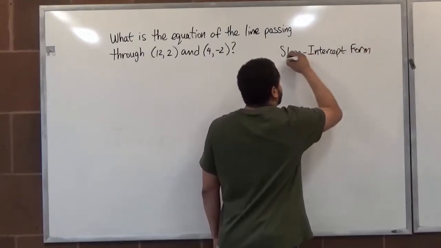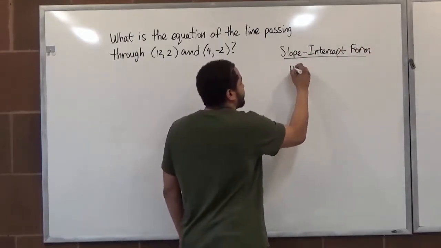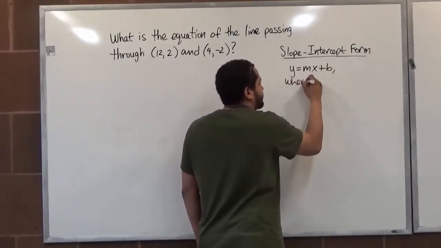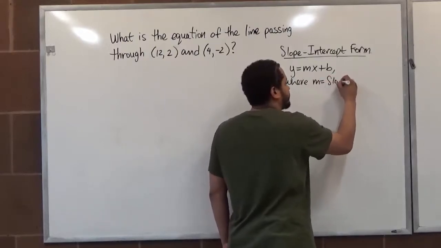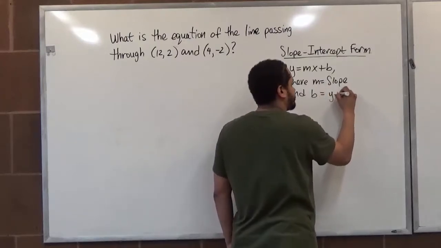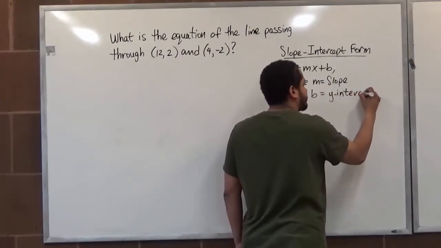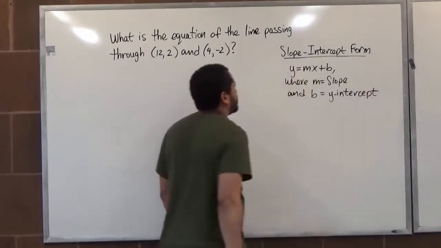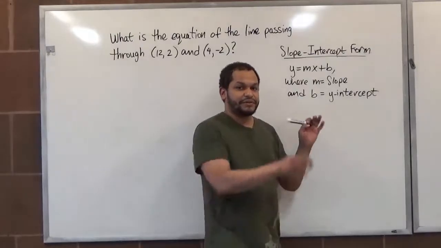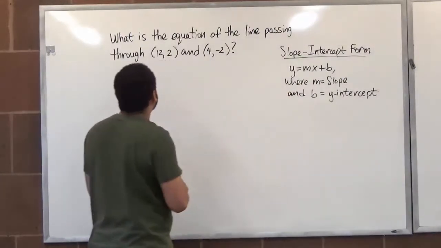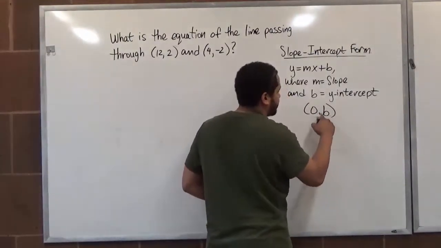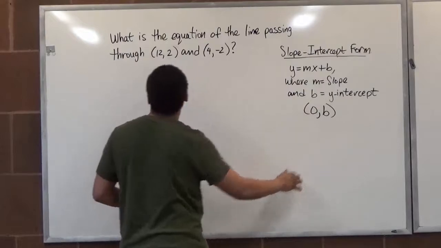The slope-intercept form is y = mx + b, where m is the slope of the equation and b is the y-intercept. Usually the intercept is a coordinate, but in this case the intercept is only the b value, the y coordinate of the intercept point, so b is just the value of the intercept's y value.